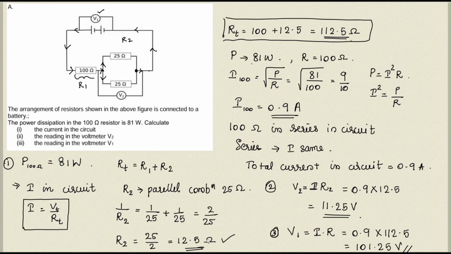Now in this question, the calculation of the effective resistance can be done in the individual questions. In the first question, you just need to find the current in the circuit. Using the power value and resistance value, you can find the current in the 100 omega resistor, and that will be the current in the given circuit. Then for the second and third questions, you have to find the effective resistances. That you can follow using the steps given. So this is the final answer for this question.